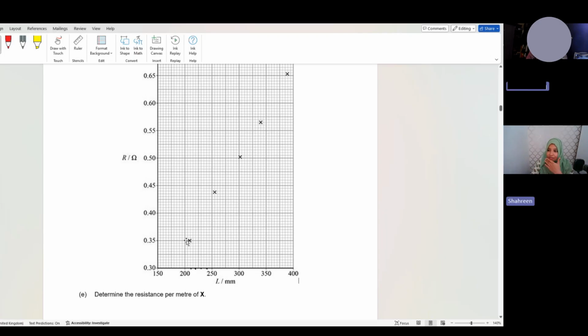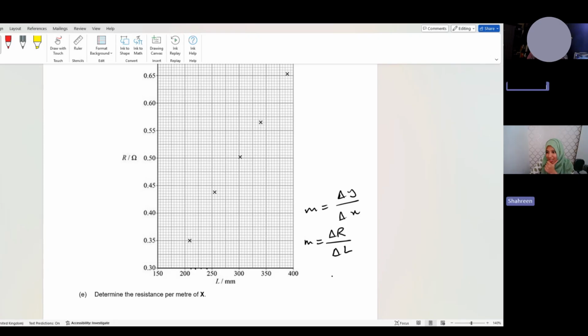I would say draw a gradient, but I wouldn't know what to do with it because the gradient isn't really the resistance. But what is the gradient? Look, what is the gradient? Let's say I'm going to write gradient as M. If you found the gradient, which is change in Y over change in X, so what is Y here? Change in resistance over change in length. So resistance over length, which is the resistance per meter.